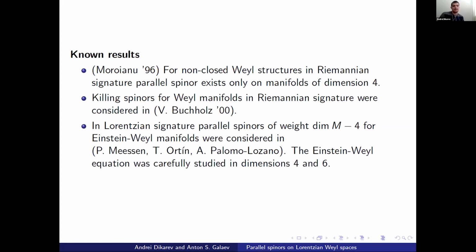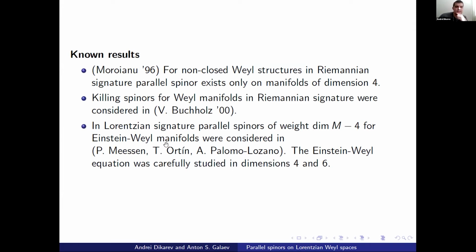Known results. The first one was provided by Mariano. He considered only non-closed Weyl structures in Riemannian signature which admit a parallel spinor, and he showed that such manifolds exist only in dimension 4. The Killing spinors, which can be described as a generalization of a parallel spinor, were considered by Buchholz. I won't speak about this too much, so I think it's enough to note him here.